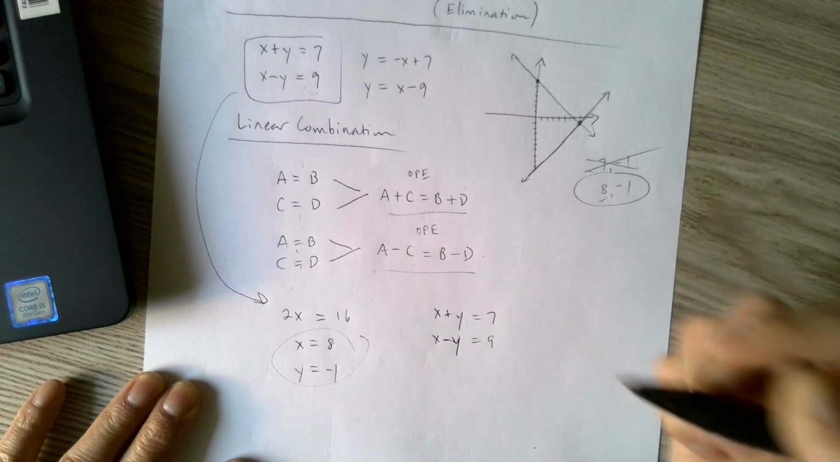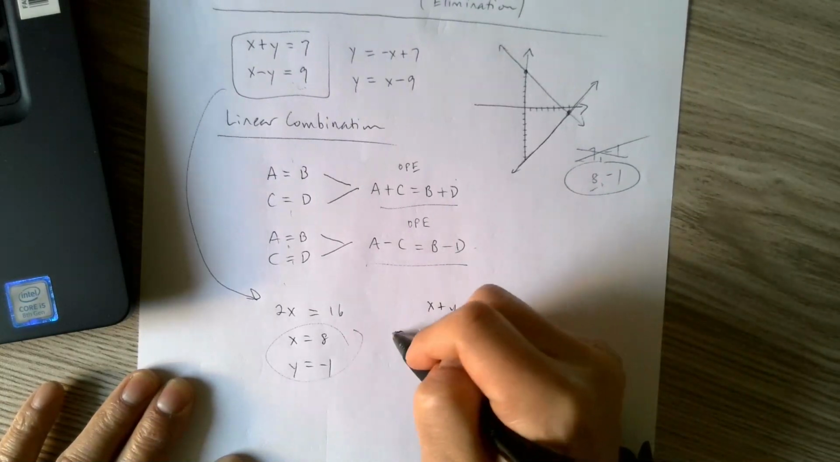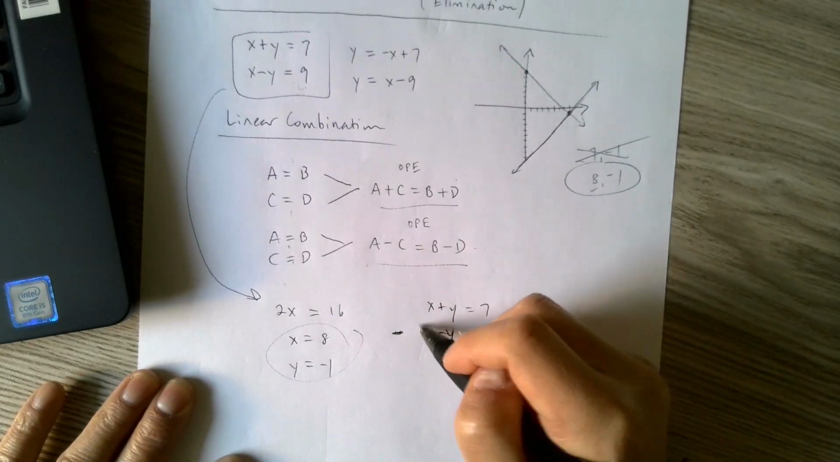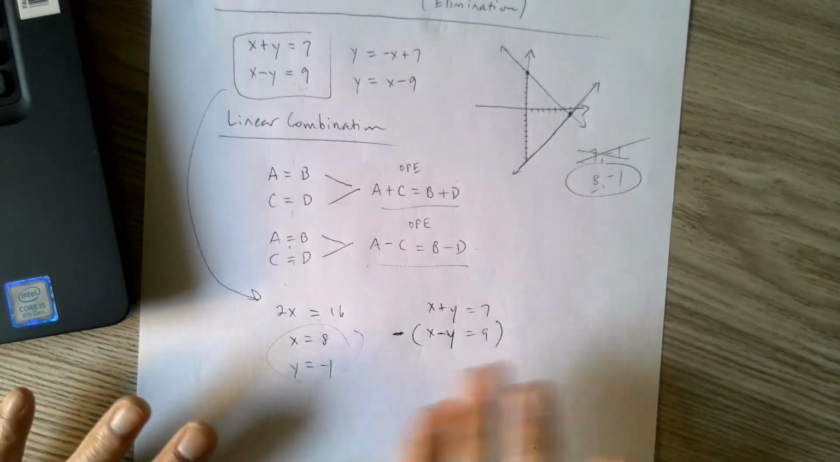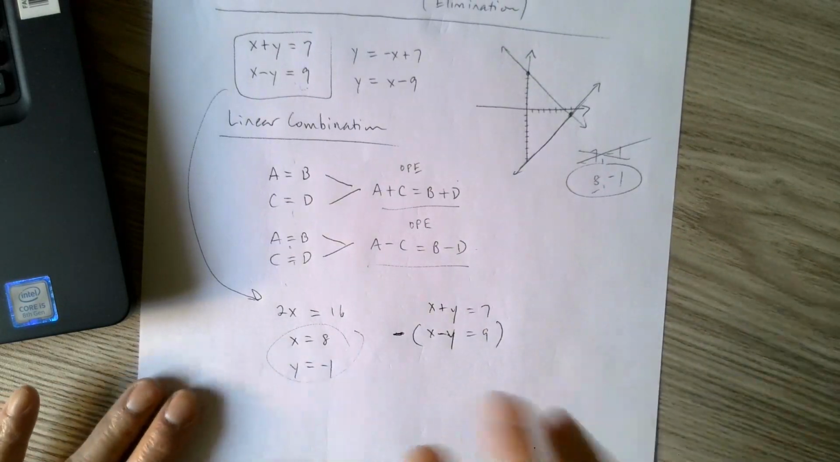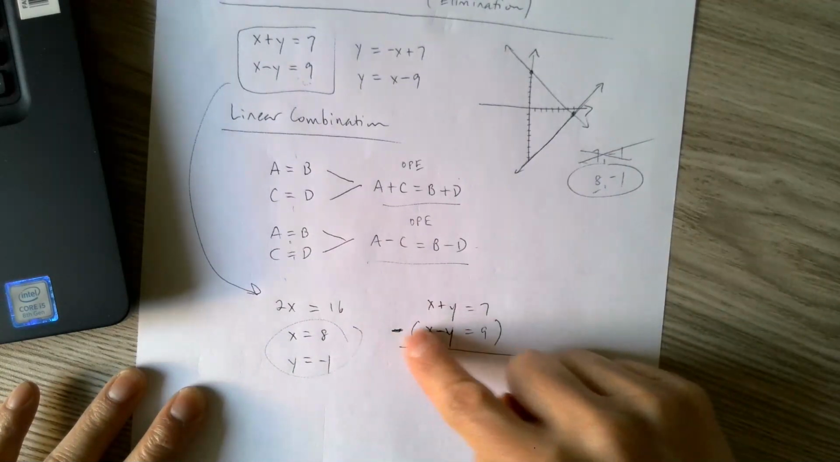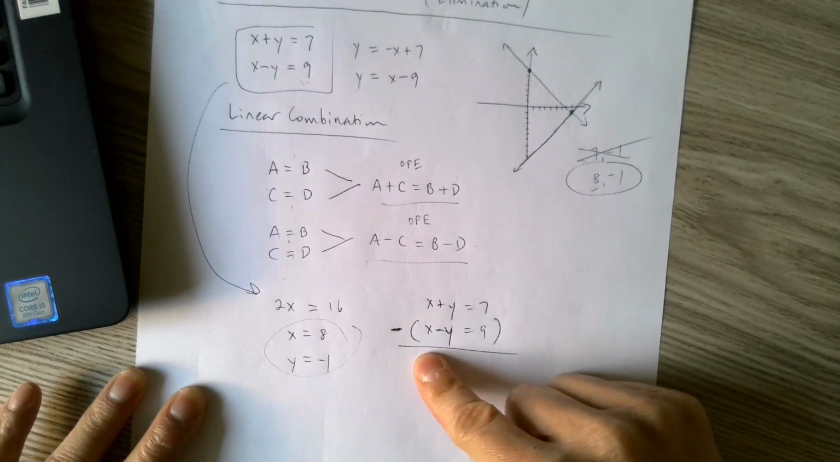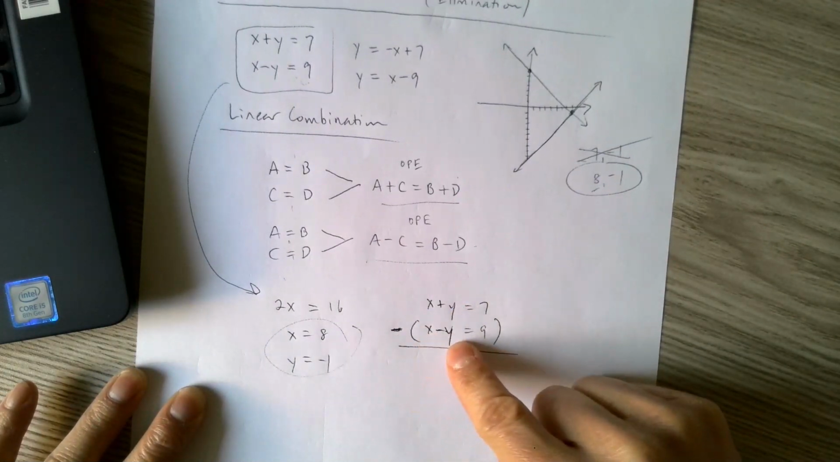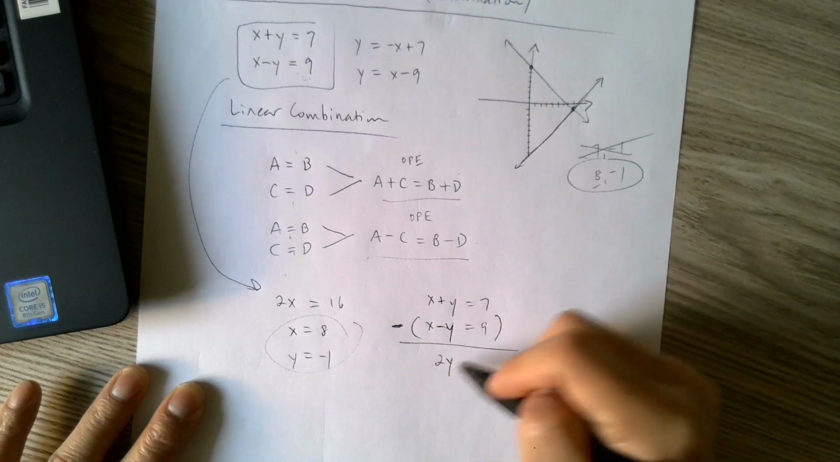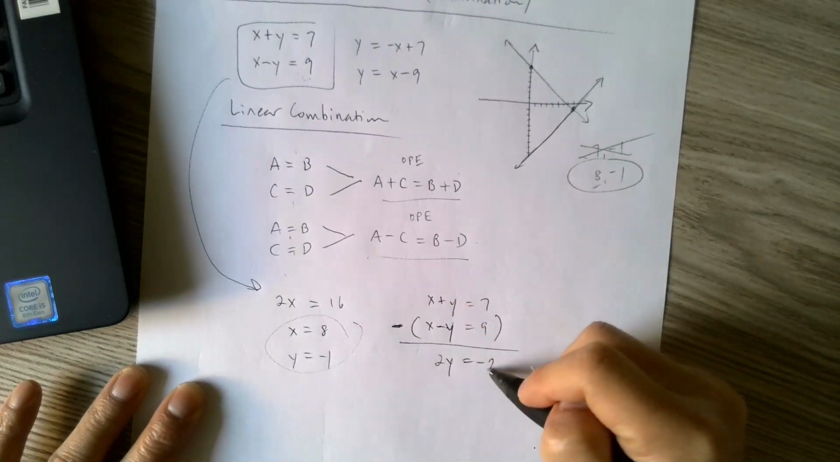I'll copy it down here. Now, I'm going to subtract, so I'm going to put my minus sign and put parentheses around the whole equation so I don't mess up any signs. X minus x, 0x, so no x's. Y minus negative y, 2y. 7 minus 9, negative 2.